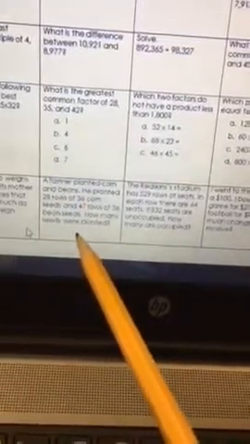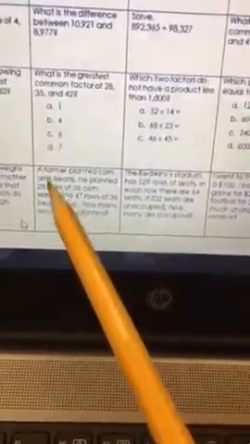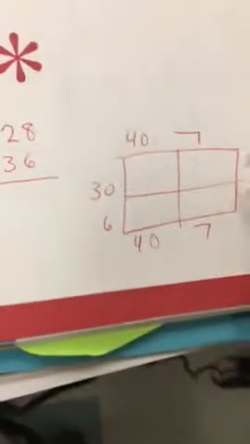Last question. A farmer planted corn and beans. He planted 28 rows of 36 corn seeds and 47 rows of 36 bean seeds. How many seeds were planted? I hear 2 questions. I need to multiply. Those are my 2. And then there's a third question. How many seeds were planted in all? It's an addition problem. So I'm going to show both ways, the algorithm and the box.